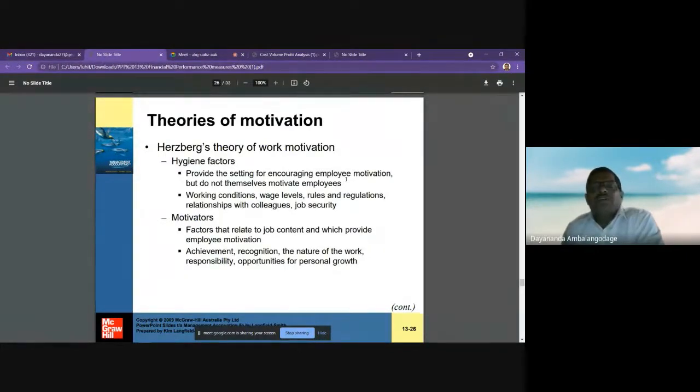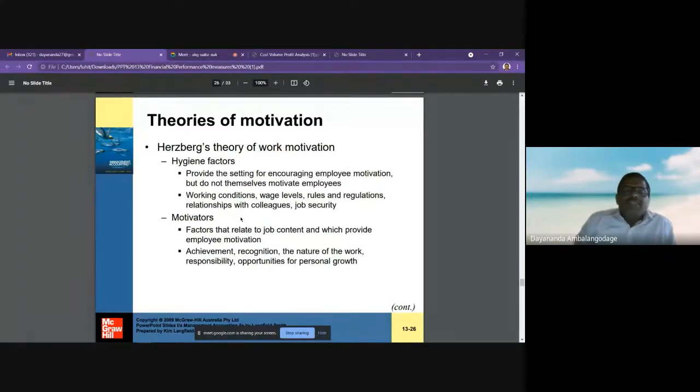We believe that they are not motivated themselves, so thereby we need to put a small push. That small push is encouraging employees. Working conditions and wage levels, rules, regulations, relationship with the colleagues and job security, hierarchy. When you create a hierarchy, it's a hygiene factor. You have the boss, then there are certain regulations, what is expected, what is given, instructions given by the boss. All these are really working conditions, job security, etc.